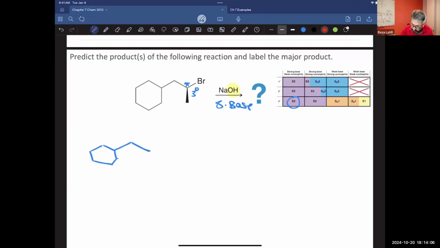In the first product, we will get elimination. Our base does not have any steric effect, so I'm going to say the Zaitsev product will be the major product, and I will have the carbon here. That's going to be the Zaitsev product. And what's going to be the second product? The second product, you might get this.